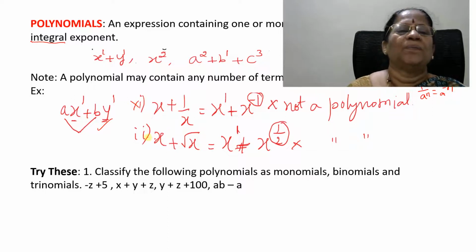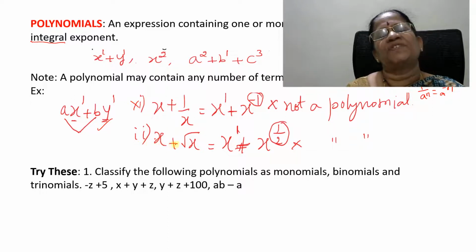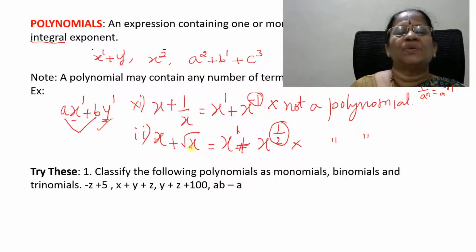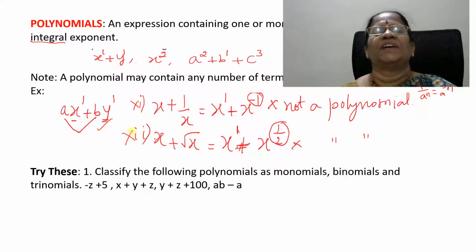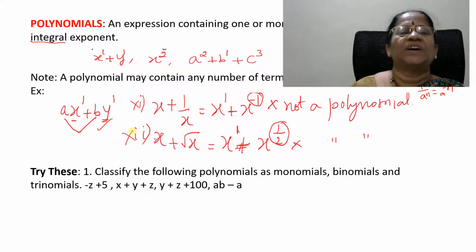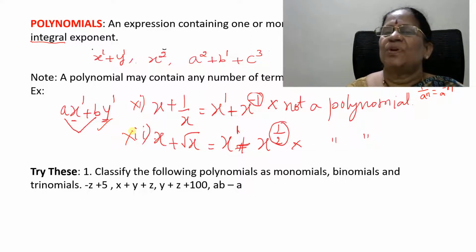Okay. Now, second example, x plus root x. You can write root x as x to the power half, isn't it? Now, this is not an integer. The exponent part is not an integer. Therefore, even this is not a polynomial. Okay, so thus a polynomial should have the variables.